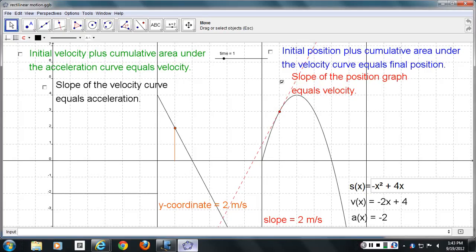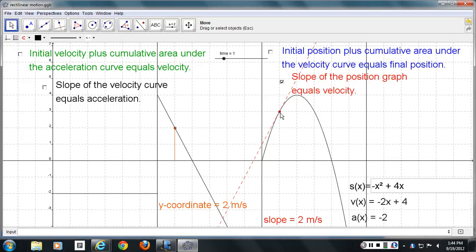So as I move the slider, basically seconds are ticking away. It starts right at the origin, right at this point. And then we're going to let 1 second go by and see where it is after 1 second. After 1 second, the particle has reached a point where it's 3 units on the positive side of the origin.